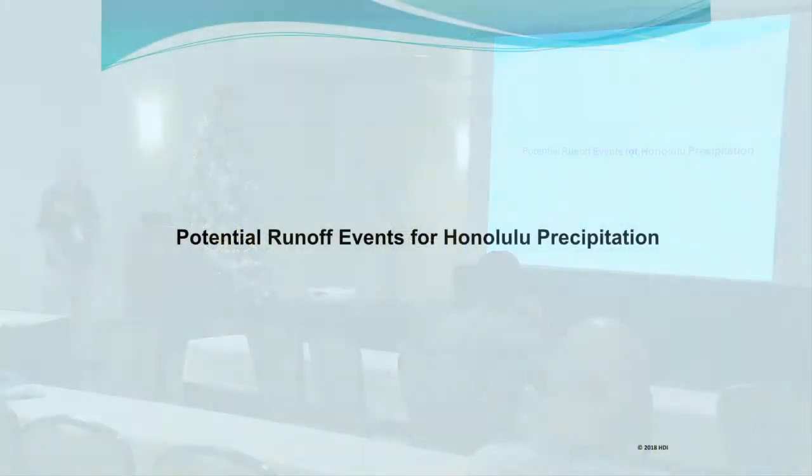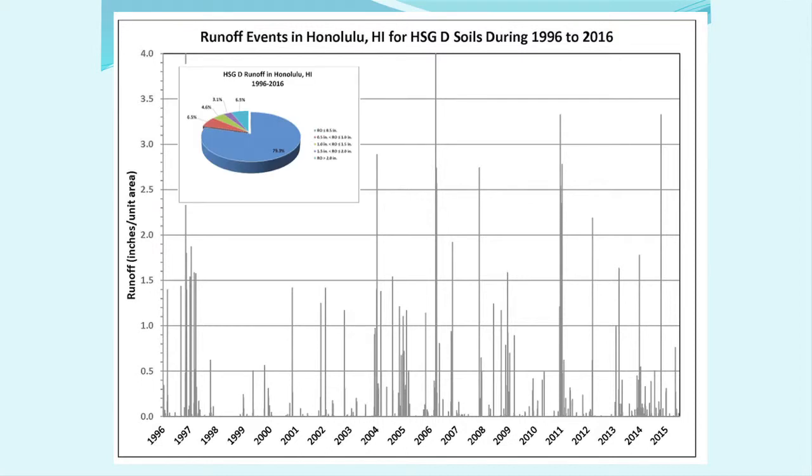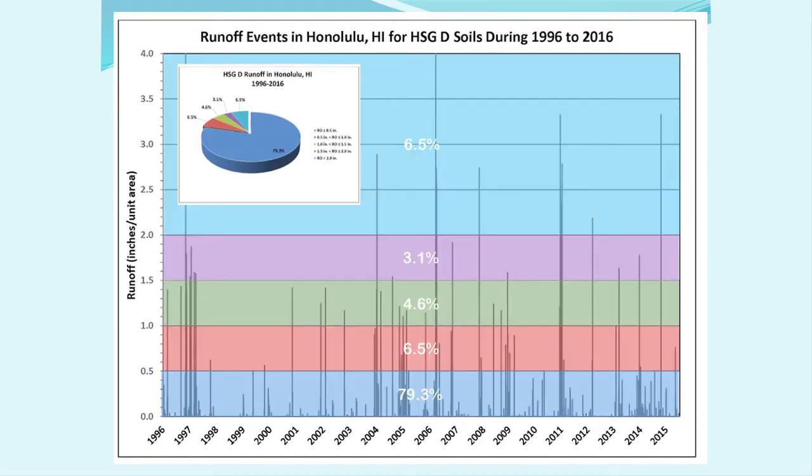Potential runoff events for Honolulu precipitation. If you look at the graphs, a little bit different now. And if you do a pie chart on them, you'll see that 79% of the runoff events are a 1/2 inch or smaller in size. 6.5 and so forth on down the line. Sorry about that. And that's 6.5 up here. There's your 2-year, 24-hour runoff event for Honolulu.